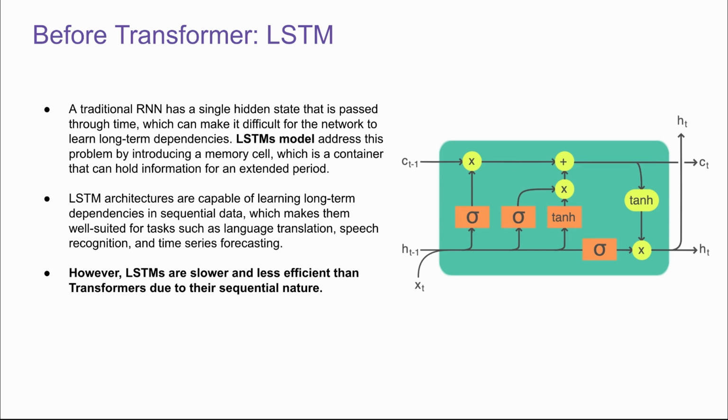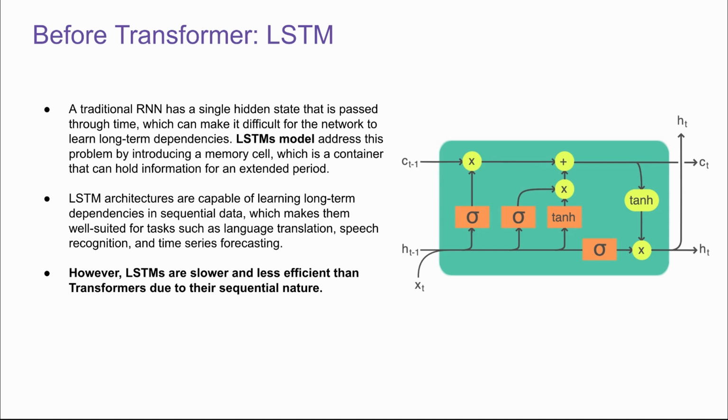Before the transformer, the most popular model for natural language was LSTM, so I want to spend some time to talk about it. LSTM is a recurrent neural network. A traditional RNN has a single hidden state that is passed through time, and that can make it difficult for the network to learn long-term dependencies.